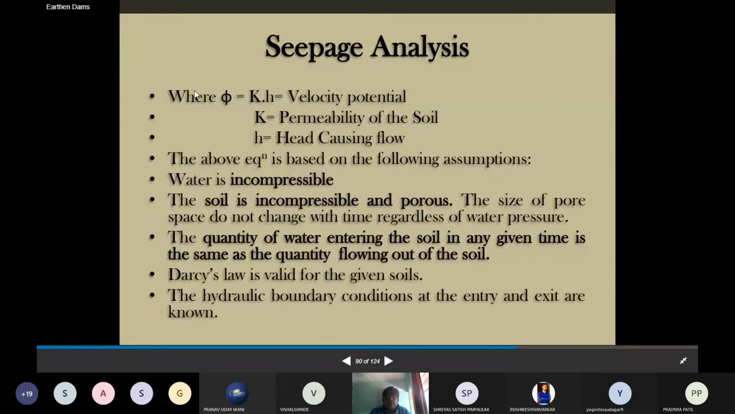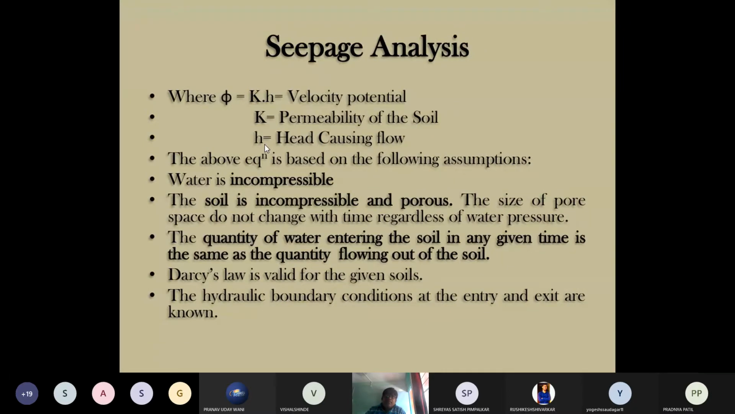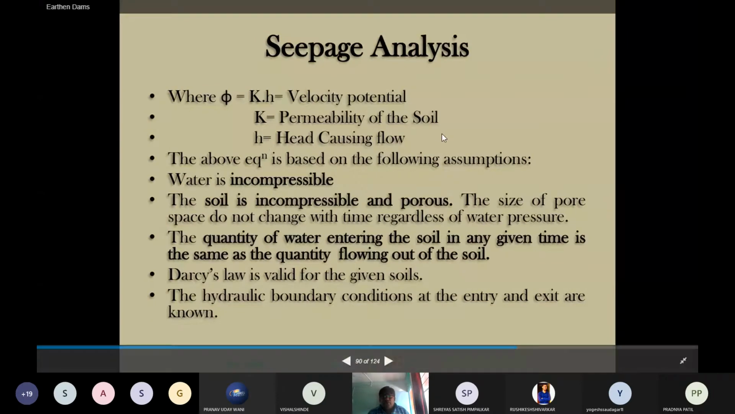Where phi is the velocity potential, how is it determined? phi is equal to kh. K is the permeability of the soil, which of course depends upon the material utilized for this earthen dam. H is the head causing the flow. So the above equation is based on phi equal to kh.